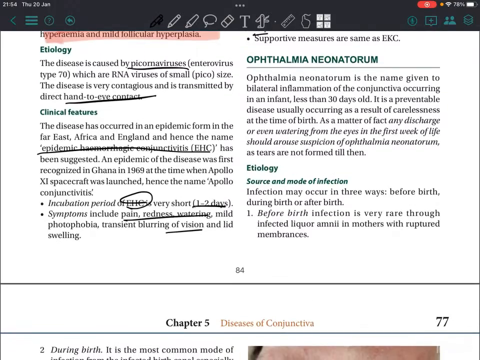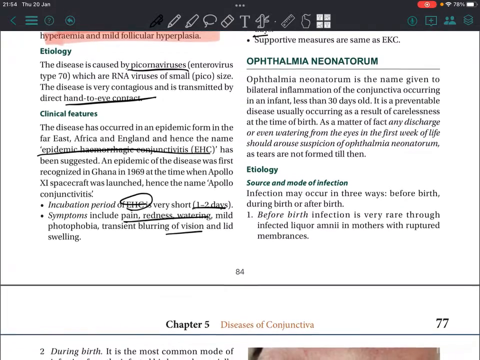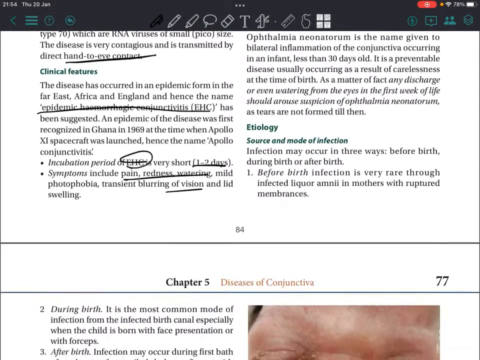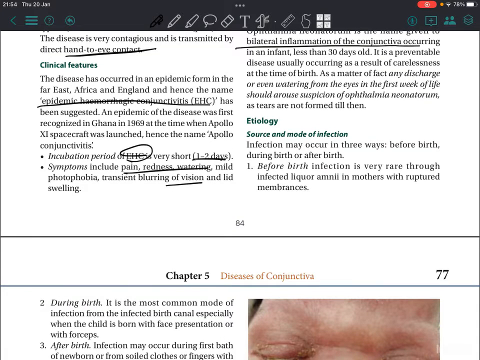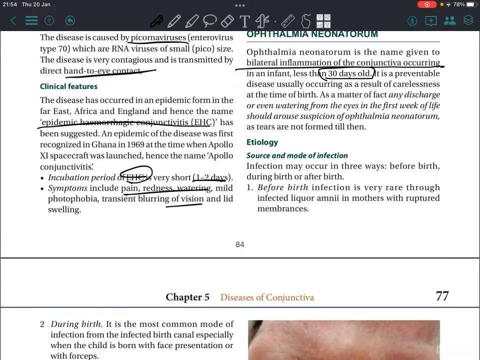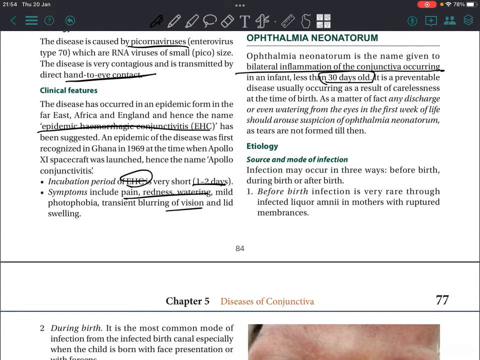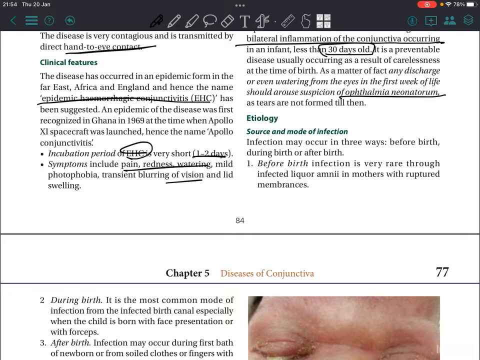Ophthalmia neonatorum. It is the name given to bilateral inflammation of the conjunctiva occurring in an infant less than 30 days old. As a matter of fact, any discharge or even watering from eyes in the first week of life should arouse suspicion of ophthalmia neonatorum, as tears are not formed till then.